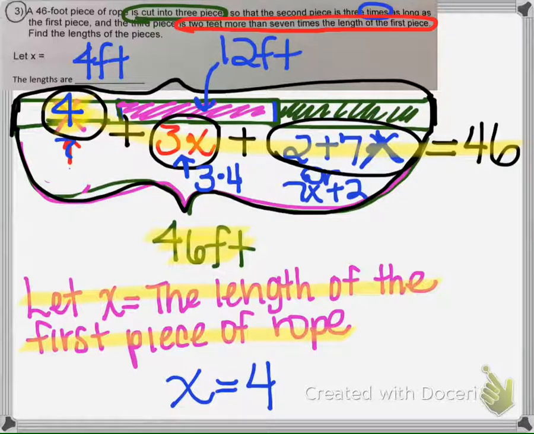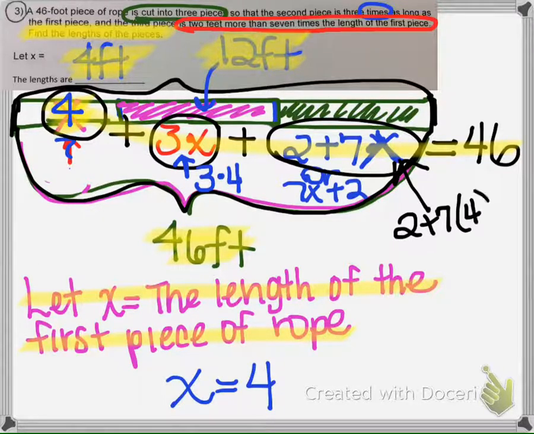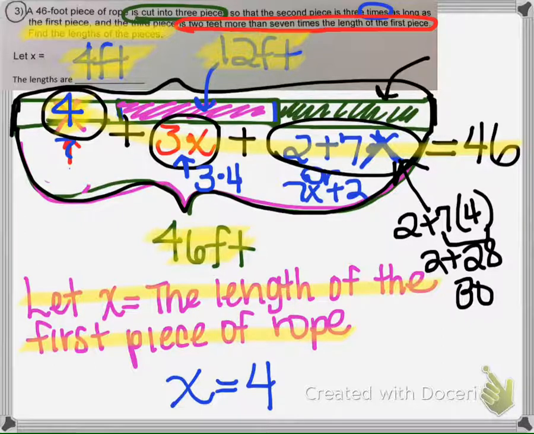And now if we read the question, it does say find the lengths of the pieces. It doesn't say just the first piece. We have to find all 3. So we found one. We found the second one. Now we're going to go ahead and plug in the 4 here. So we're going to take out the x and put in the 4. So 7 times 4 is 28. Plus 2 is 30. So this length right here is 30 feet.